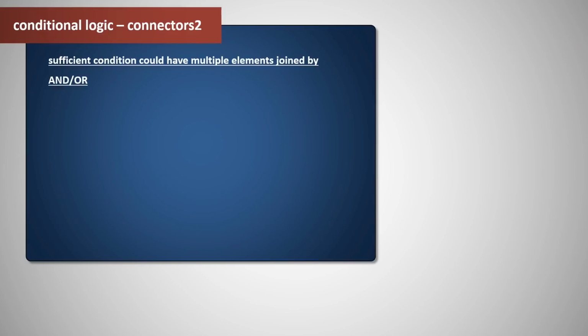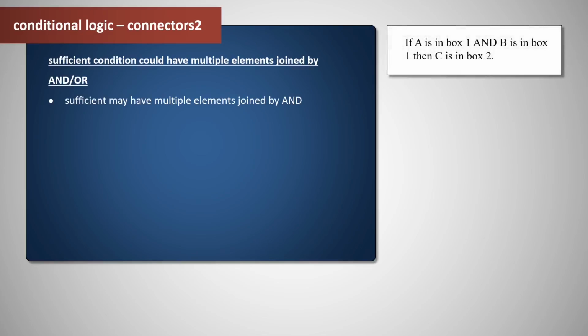Okay, so we know that the sufficient condition could have multiple elements joined by both "and" and "or." Think of it as multiple sufficient conditions. That's one way of looking at it. So the sufficient may have multiple elements joined by "and." For example, if A is in box 1 and B is in box 1, then C is in box 2. We'll draw that out by having A1 and B1 and then arrow C2.